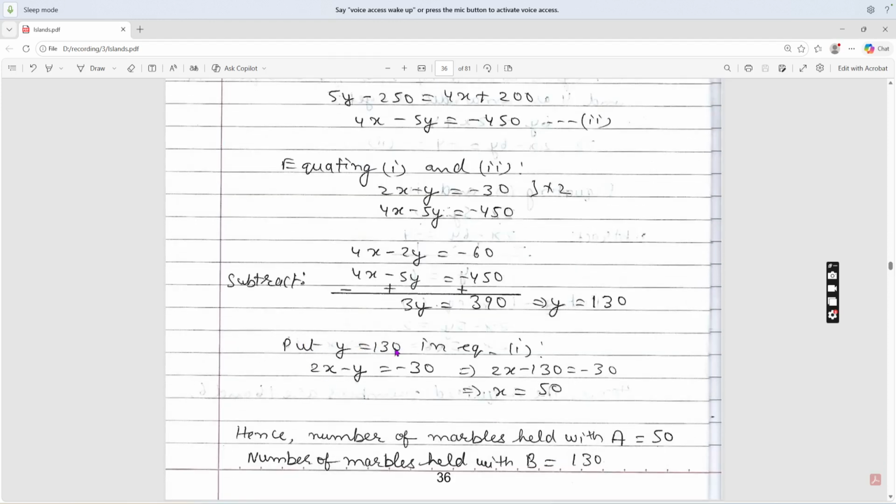Now we are going to put y is equal to 130 in equation 1. Equation 1 is 2x minus y is equal to minus 30. Hence we are getting 2x is equal to minus 30 plus 130, that is equal to 100, and 100 upon 2 is 50. In this way we are getting the value of x as 50. Now y is 130 and x is 50. Hence the number of marbles held with A would be 50, which is x, and the number of marbles held with B, which is y, is equal to 130.